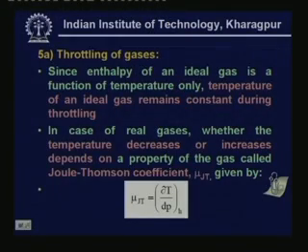Next, when we come to real gas, in case of real gases, whether the temperature decreases or increases depends on a property of the gas called the Joule-Thomson coefficient. This is very, very important, and probably you have studied this in your thermodynamics. The Joule-Thomson coefficient, its symbol is mu subscript JT. It is given by mu JT equals dou T by dou P at constant enthalpy. That means the partial derivative of temperature with respect to pressure along an isenthalp, or along a constant enthalpy line. So this is the definition of the Joule-Thomson coefficient.